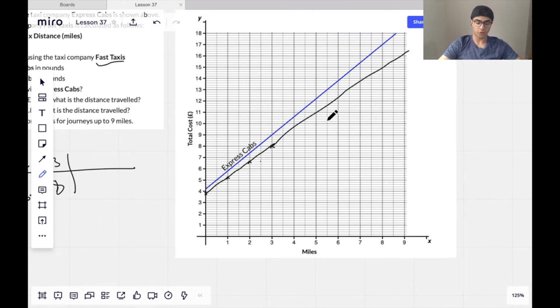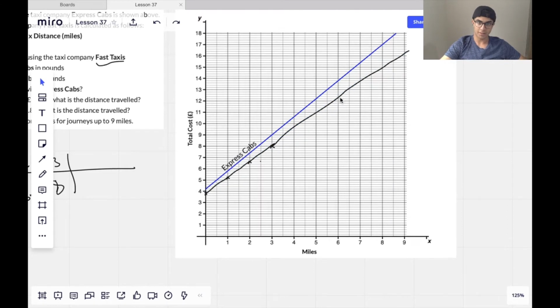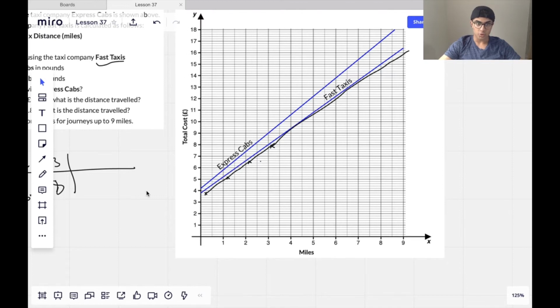That's kind of badly drawn, so I've actually got what it's supposed to look like below here. So it wasn't too bad, but yeah, we'll just use this, and I'll rub out the line I've made, so it's just a bit easier for you guys. Okay. So that's fast taxis drawn.